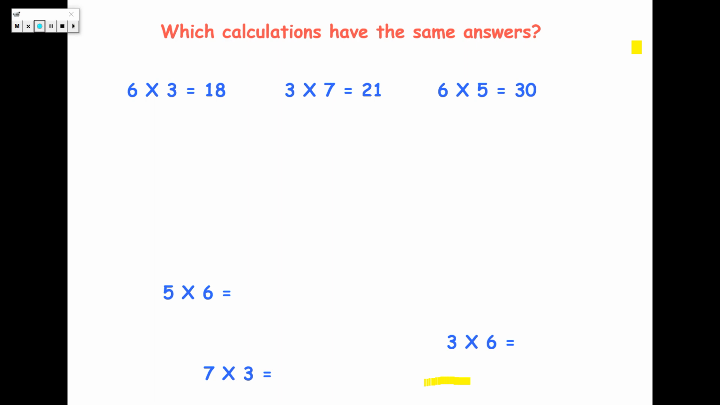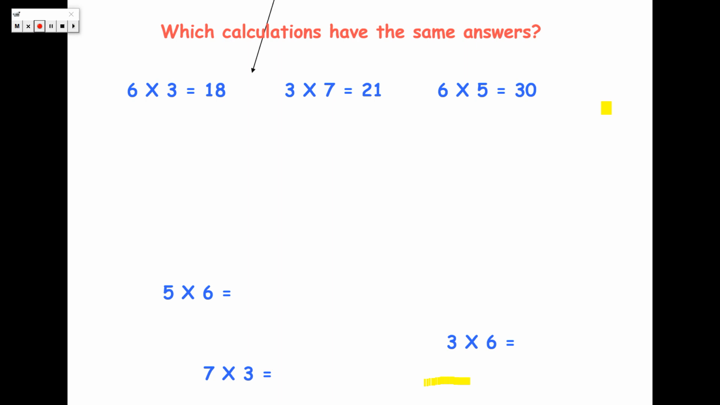So looking here at these calculations then, which ones have the same answer? So we've got 6 times 3 is 18, 3 times 7 is 21, and 6 times 5 is 30. So each of these have got a partner at the bottom of the screen. Now, using our commutative law, can you work out which one goes with which? Pause the video now and have a go at that.